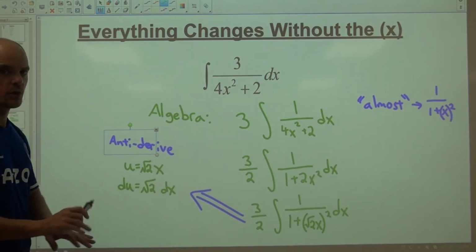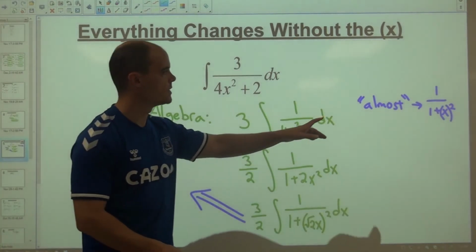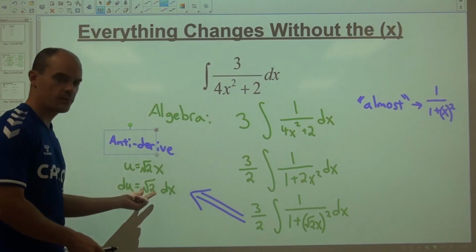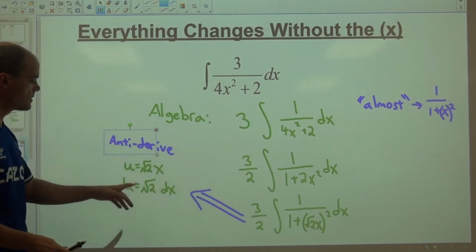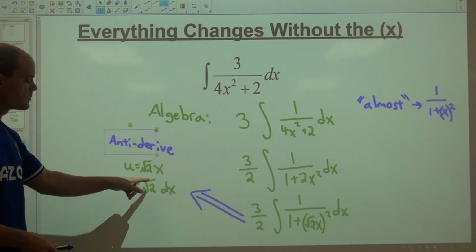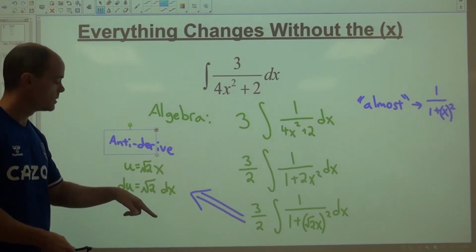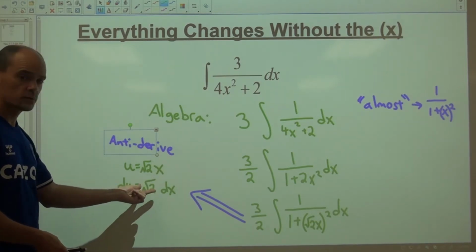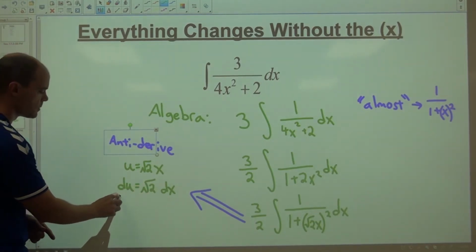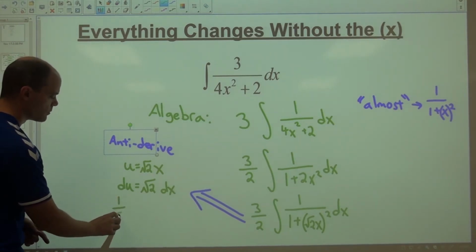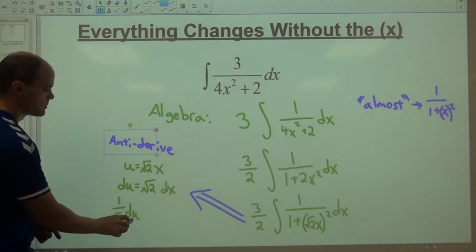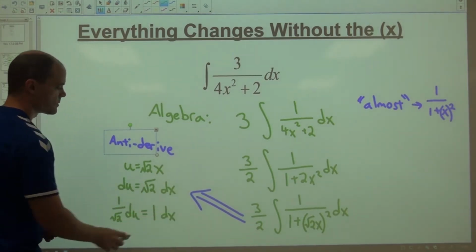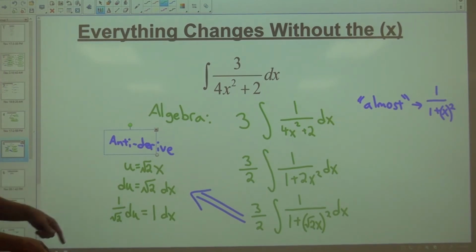And you always, always, always need this to be 1. It has to be 1. So this will always have to go away. Every time you're doing an inverse tangent, this can't be here. Well, if this was a 2, I'd multiply by 1 over 2. If this was a 5, I'd multiply by 1 over 5. This is a radical 2, so I need to multiply by 1 over radical 2 du. That cancels this and makes it 1 dx, and now we can perform a u substitution.